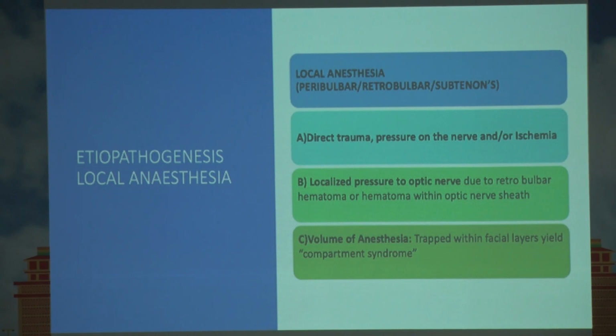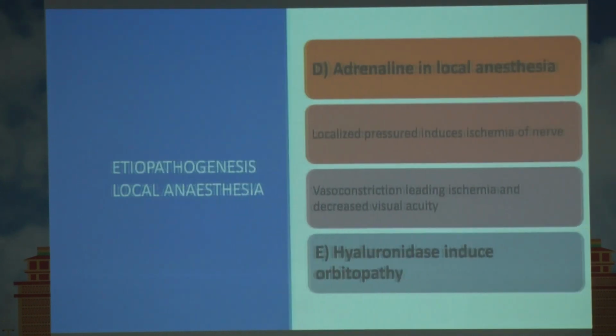There are other chances also with local anesthesia. Direct trauma can occur from pressure to the nerve, since we know that very few fibers are left. Even the macular fiber is sometimes split, so there are very few fibers, and if you leave the patient even with a slight increase in the IOP for a longer time, that can damage the optic nerve through localized pressure, or the volume of anesthesia, if you trap it within the facial layers, can lead to compartment syndromes.